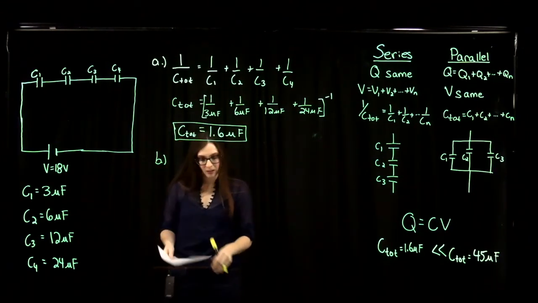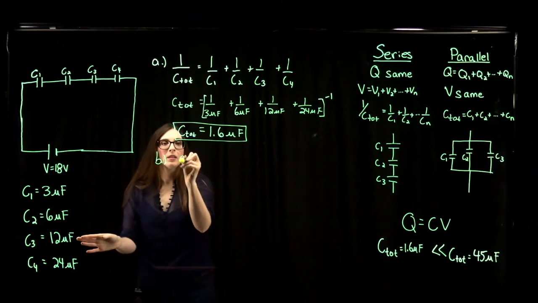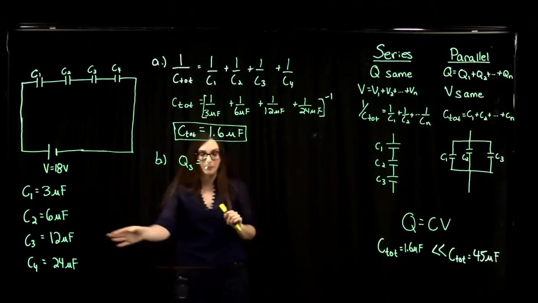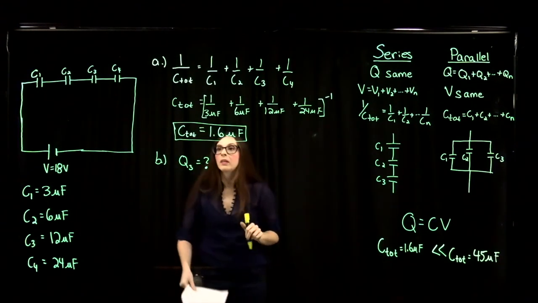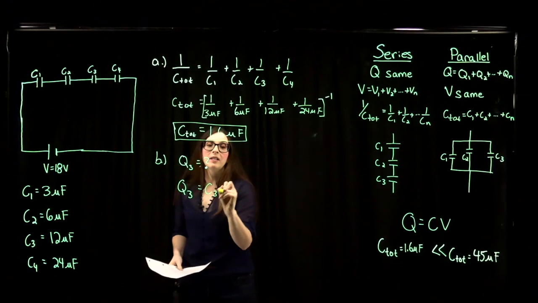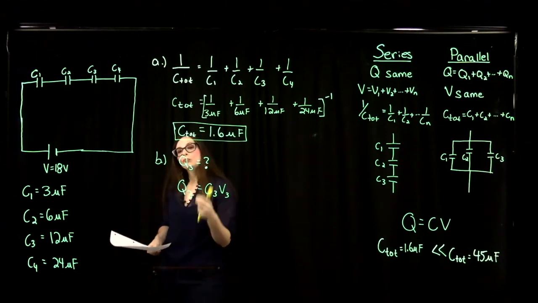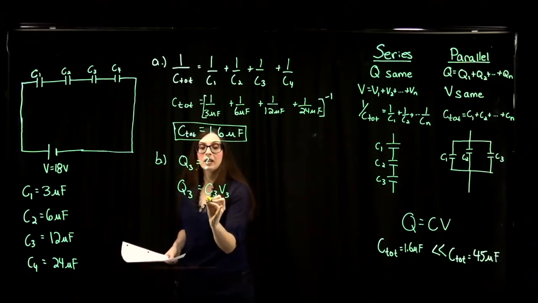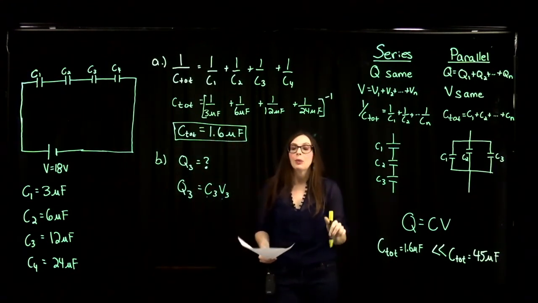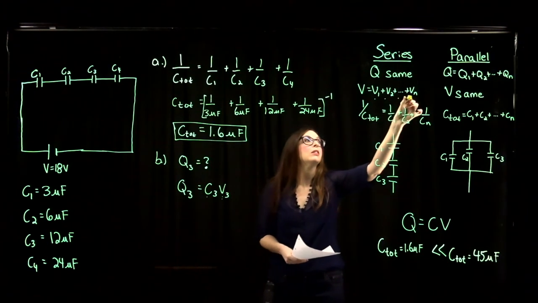For our second question, we're going to compute the charge on the 12 microfarad capacitor. Q3 equals question mark for my 12 microfarad capacitor. Now let's see. Q3 is equal to C3 times the potential across it. Now, we know the capacitance of our third capacitor, but we don't know the potential difference across it. So how are we going to solve this problem if we don't know the potential difference across my third capacitor? Because the potential difference for our capacitors in series has to sum up.